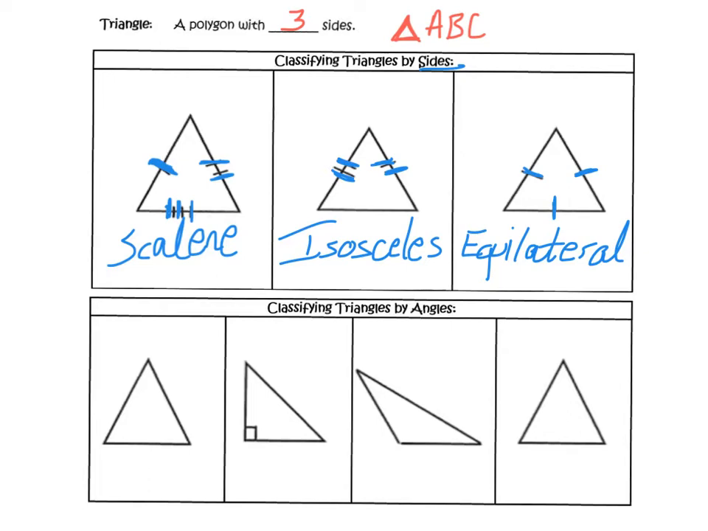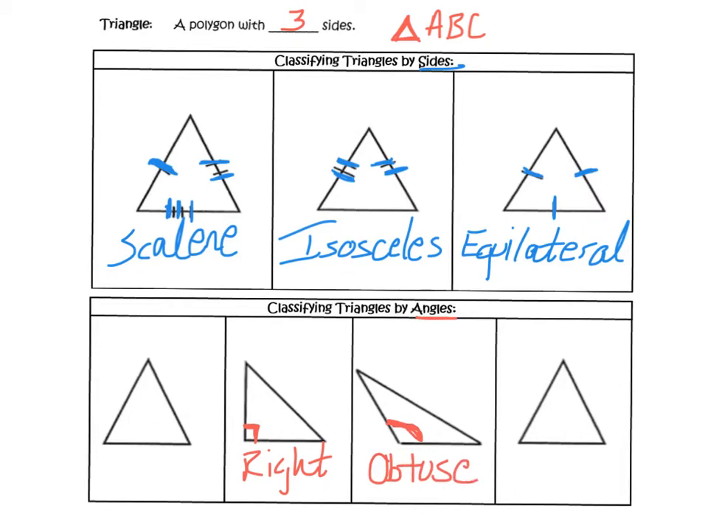Then down below, I'm classifying my triangles based on their angles. Let's start with the second one. It's easy to pick out. I have a right angle, which means that's going to be a right triangle. Well, this one next to it has this large angle that measures more than 90, so it's going to be obtuse.